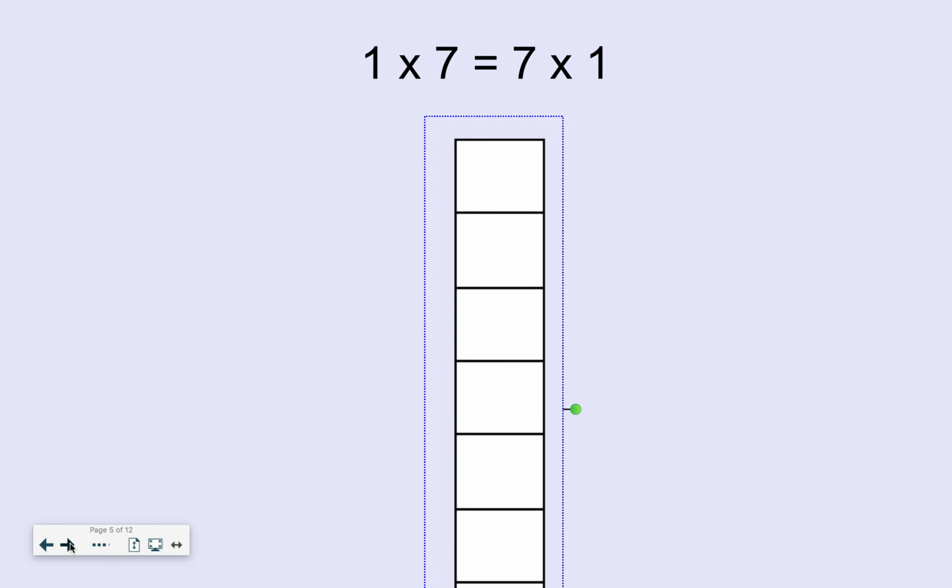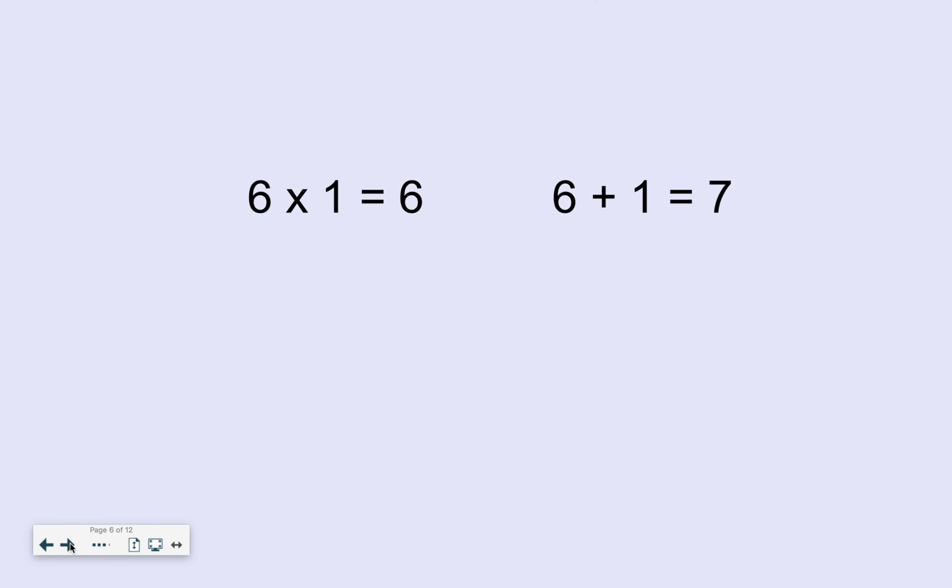So that's our ones. Something to think about. Since you've been in kindergarten, whenever you've added 1, it was always the next in the number sequence. So 6 plus 1 is 7. 5 plus 1 is 6. 4 plus 1 is 5. You always are going to the next one in the number sequence.